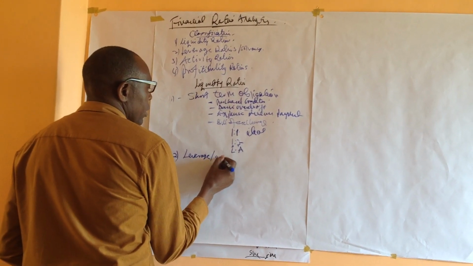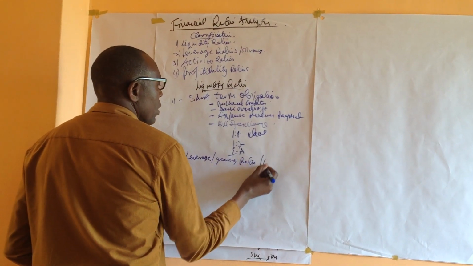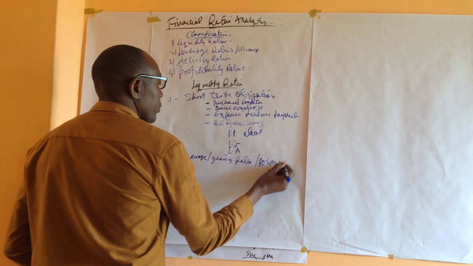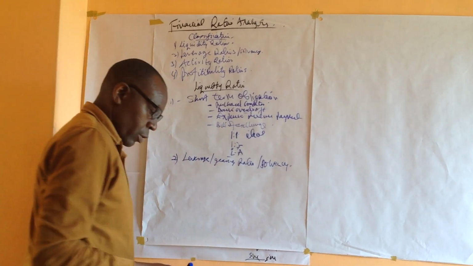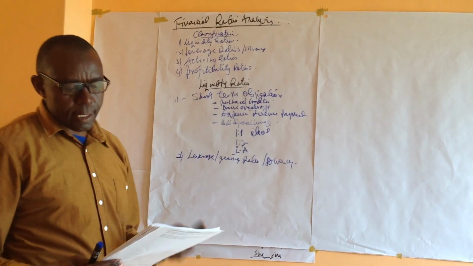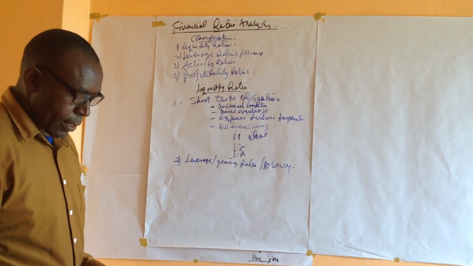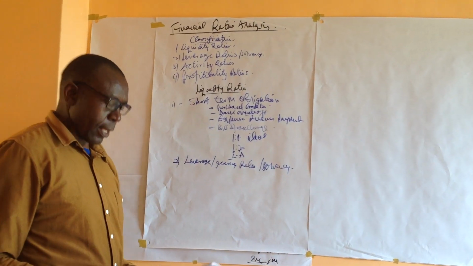Also referred to as the gearing ratio, it was referred to as the solvency ratio. And this measures the extent to which the company uses its assets which have been financed from non-owner supplied funds.